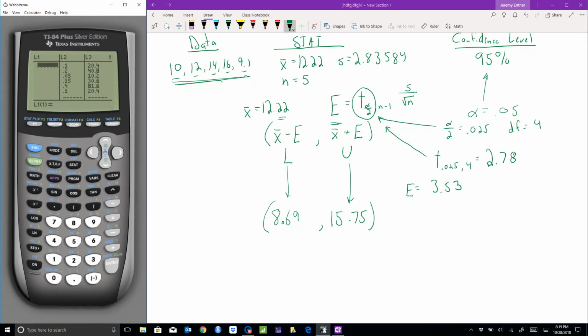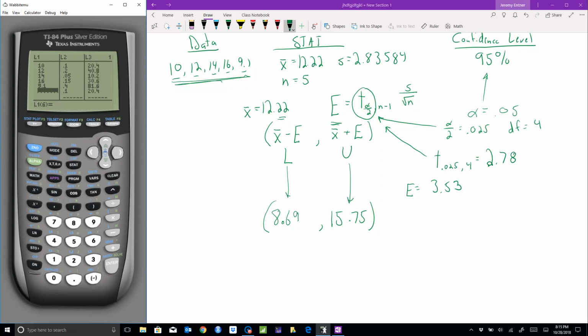So I'm just going to pull all my data in list 1. So I've got 10, I've got 12, I've got 14, I've got 16, and I've got 9.1. And it doesn't matter if I leave the other numbers in there. Right now I just need the list 1 there.